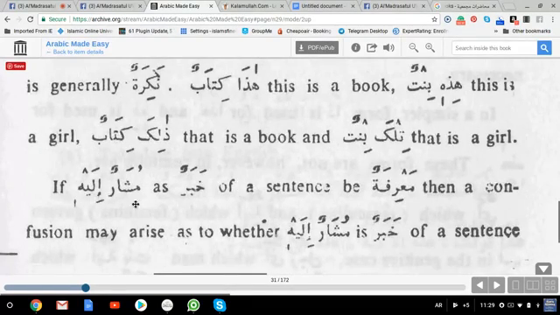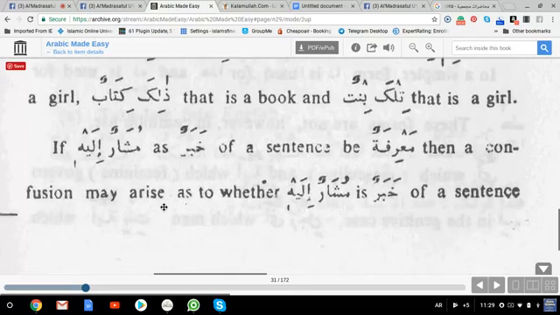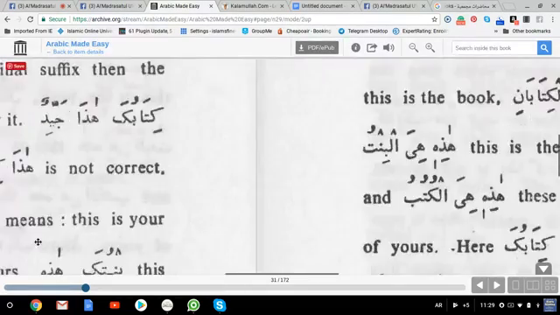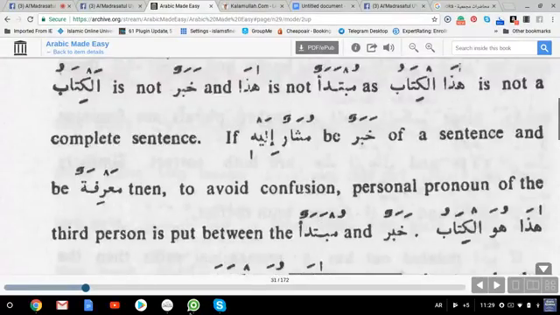He says al-musharu ilayhi, as the khabar of the sentence, is marifa, is definite. I don't want us to really get too much into this right now, because it might be over the head for many of the students.